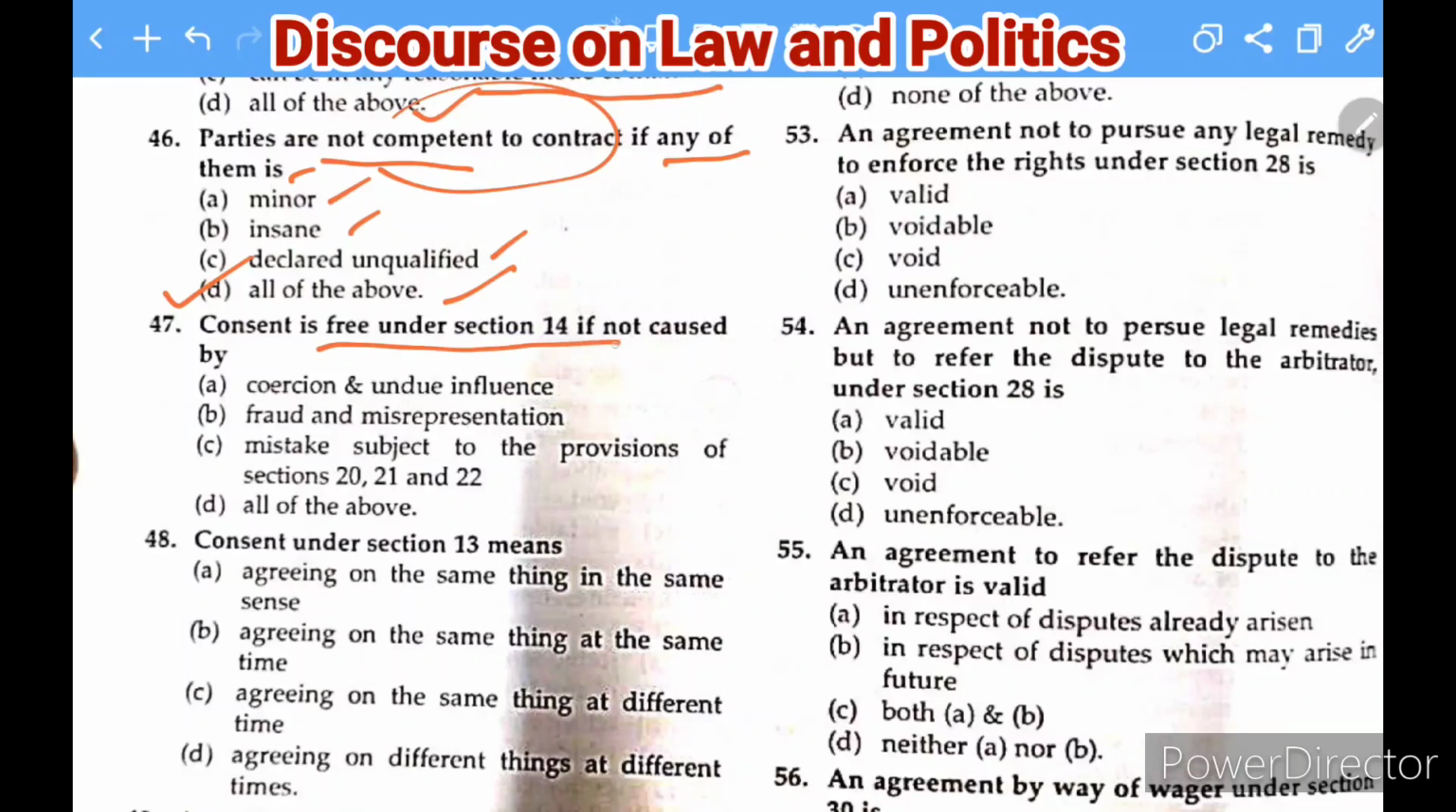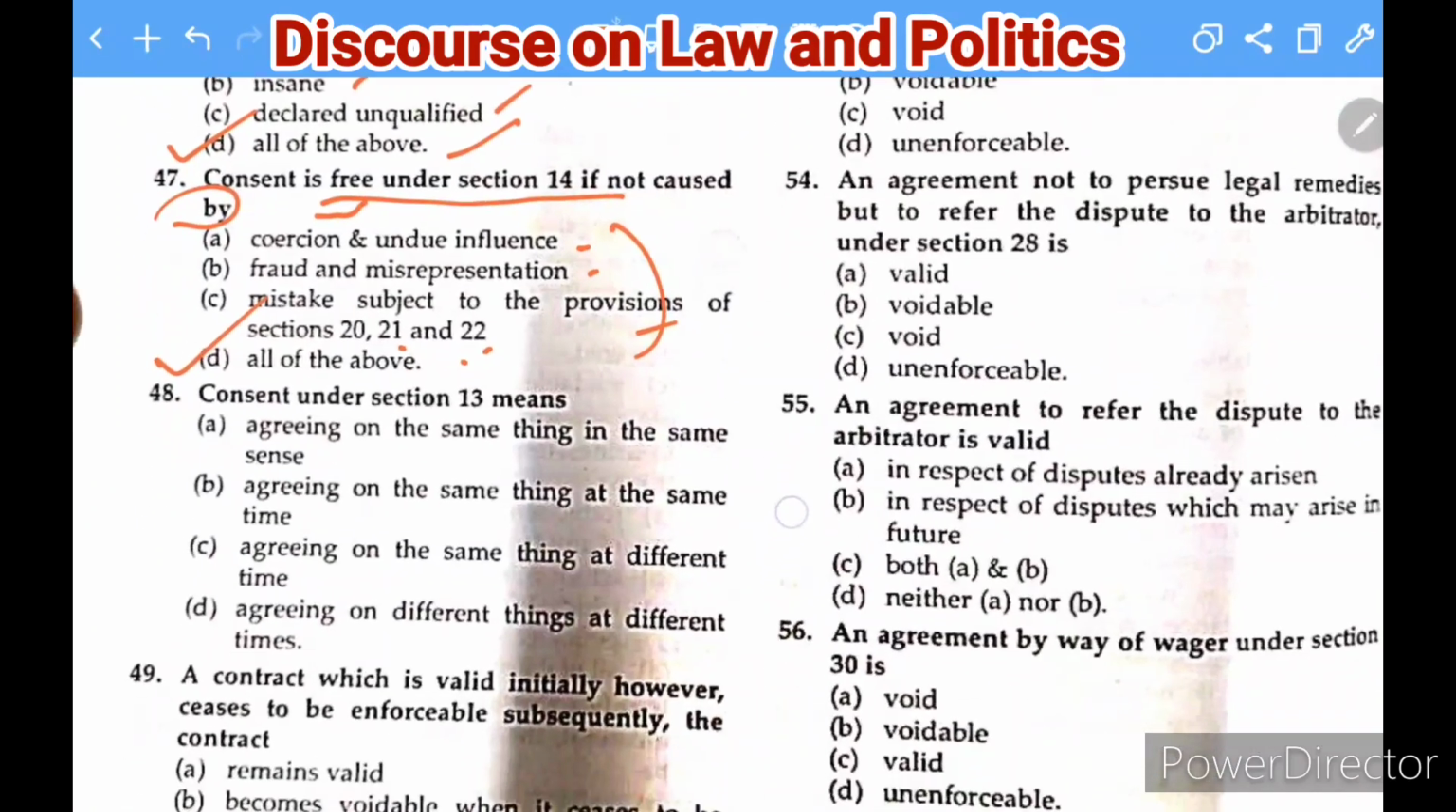Consent is free under section 14 if not caused by coercion, fraud, misrepresentation, mistake, subject to the provision of section 20, 21, 22, or all of the above. So in all these cases, the consent would be considered as free under section 14 if it is not happening as per this condition. So therefore, all of the above is correct.